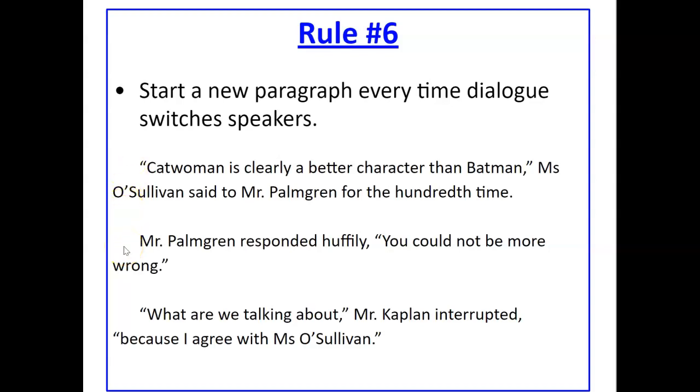Then Mr. Palmgren's going to reply, so we have a new paragraph here. Mr. Palmgren responded huffily, "You could not be more wrong." If you know Mr. Palmgren, he doesn't really talk like that, but I like it better this way. Then a new paragraph, and Mr. Kaplan's now going to come in and say, "What are you talking about?" Mr. Kaplan interrupted, "Because I agree with Miss O'Sullivan." Because of course. So every time you have a new speaker, you need a new paragraph. And that could end up being a lot if you're having a long conversation, and that's okay.